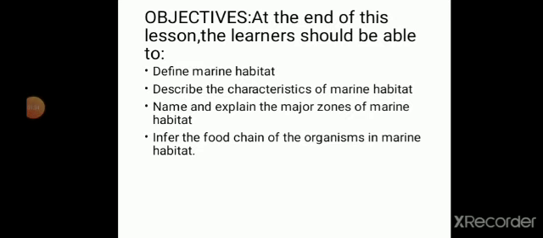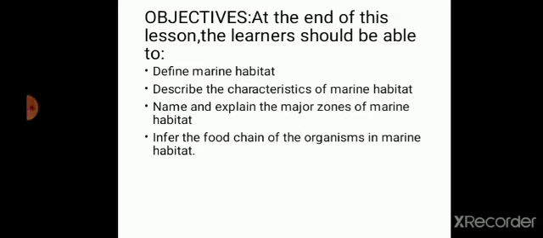Freshwater habitat, and we are also going to discuss estuarine. For the purpose of today's lesson, we are going to focus on marine habitats. So, let us look at the objectives of today's lesson.